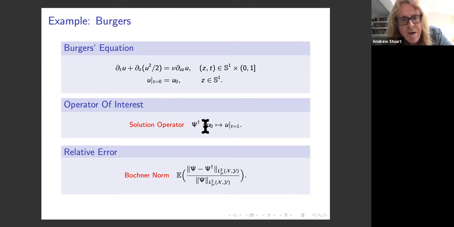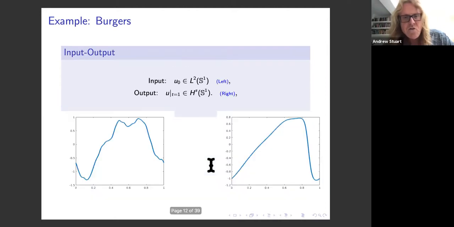So for this problem, mapping the initial condition to the solution at time 1, I'm going to measure the relative error in the Bochner norm. Relative because we have a ratio here. I'm going to look at the L2 mu error in the Bochner sense of the difference between psi, which is our learnt operator, and psi dagger, which is the truth. This is just a typical input and a typical output. But we learn over a measure, and in this case, the measure is a Gaussian random field on the initial condition.